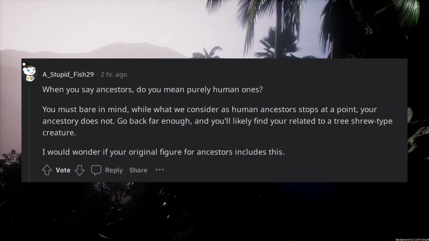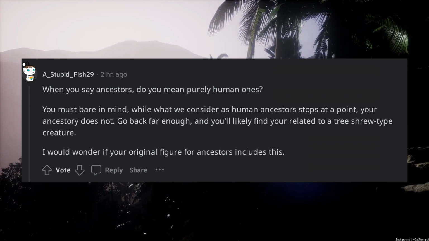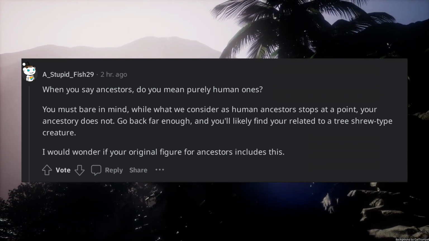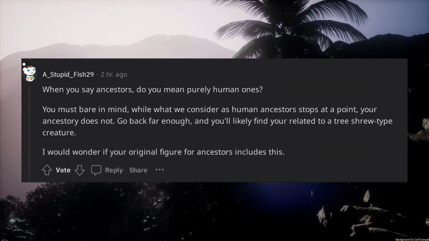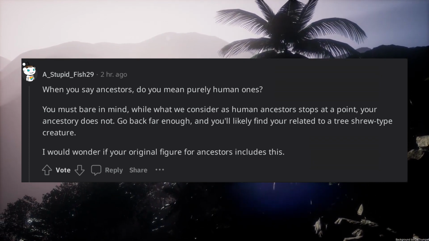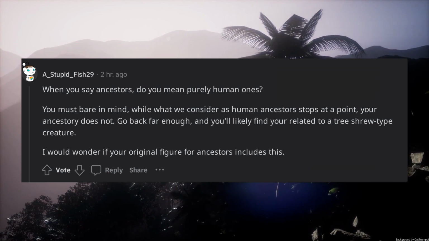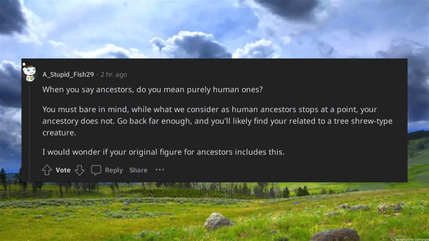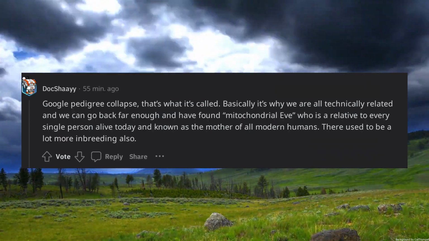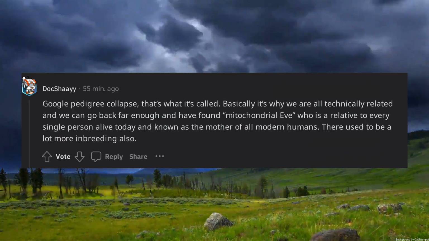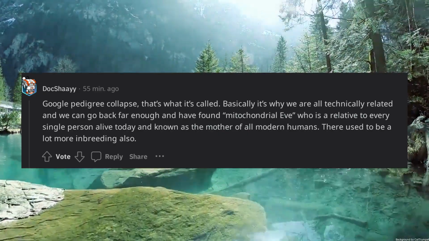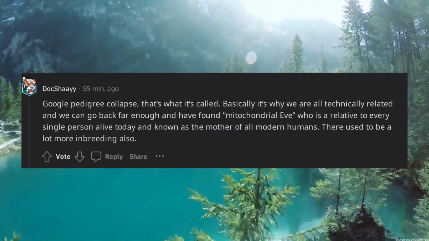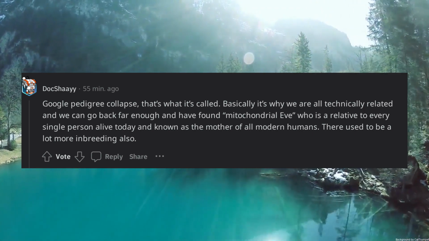When you say ancestors, do you mean purely human ones? You must bear in mind, while what we consider human ancestors stops at a point, your ancestry does not. Go back far enough, and you'll likely find you're related to a tree shrew-type creature. I would wonder if your original figure for ancestors includes this. Google pedigree collapse, that's what it's called. Basically it's why we are all technically related, and we can go back far enough and have found mitochondrial Eve, who is a relative to every single person alive today and known as the mother of all modern humans.